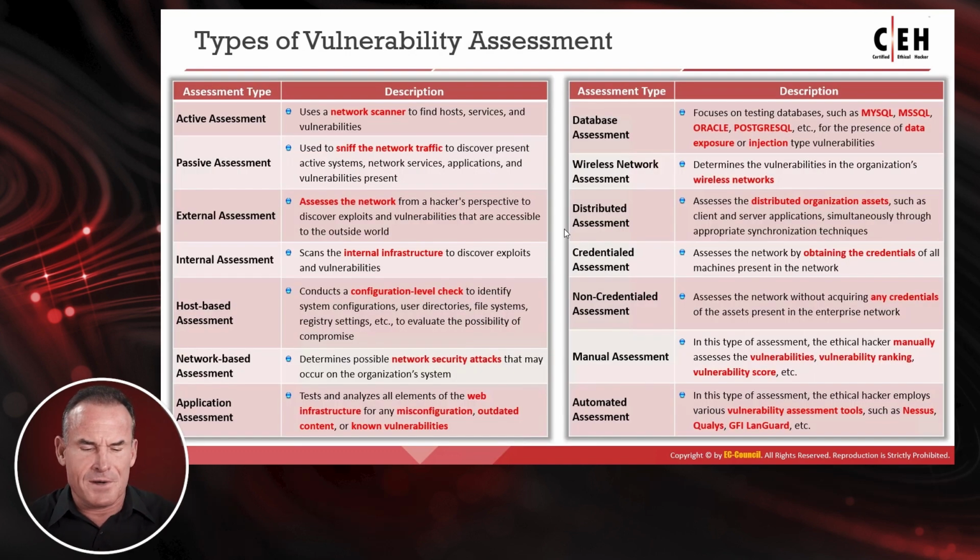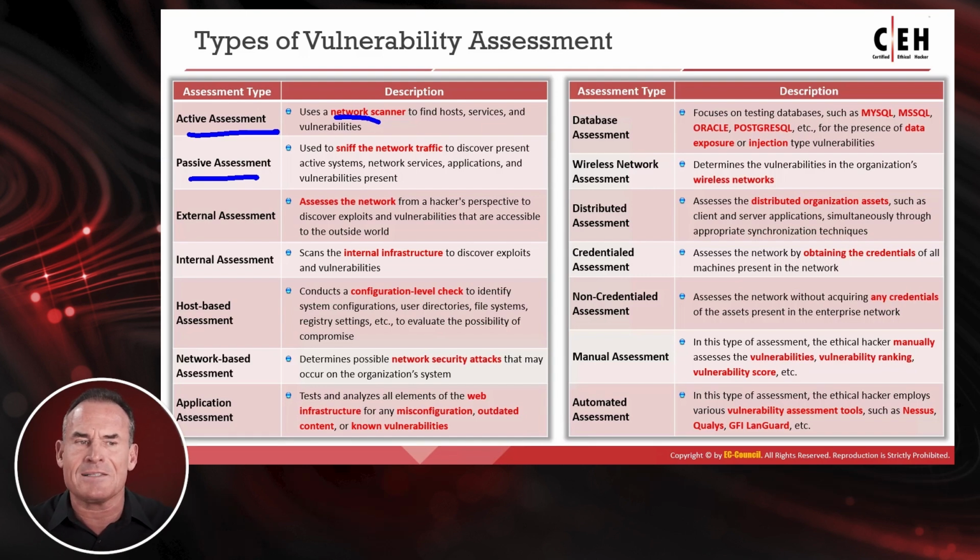All right, the types of vulnerability assessment. This actually used to be a little bit of a different layout in CEH version 11, but there's active and there's passive assessments. Active means you use a scanner. That's what we're going to be using. Passive means you're just sniffing traffic to find information about active systems, network services, applications, vulnerabilities. Again, if I care about being detected, then I go passive. If I want to get more useful results, I want to go active.